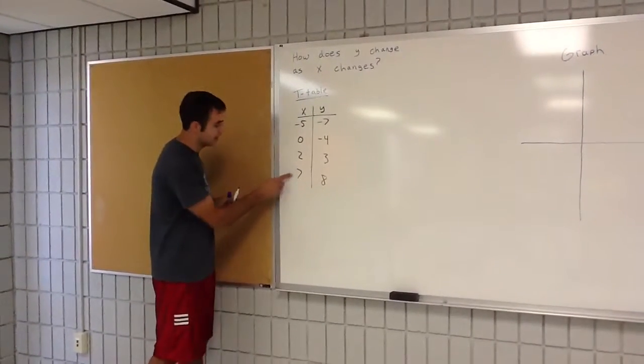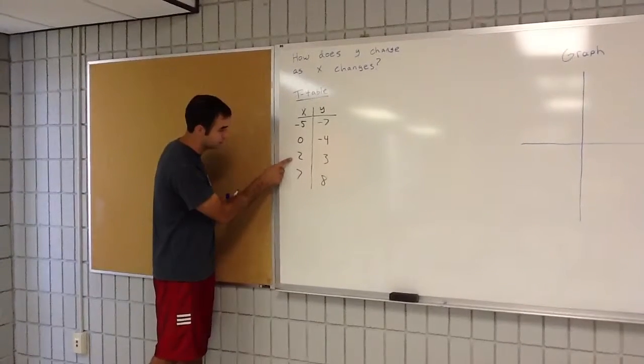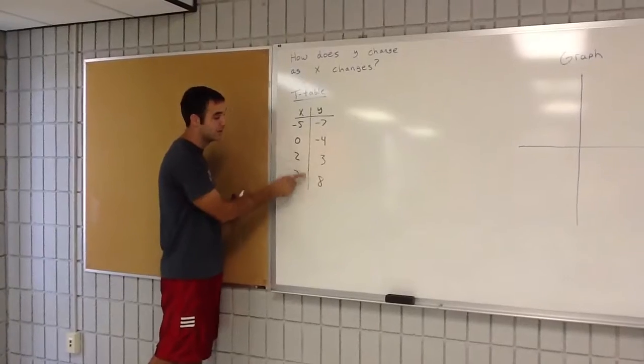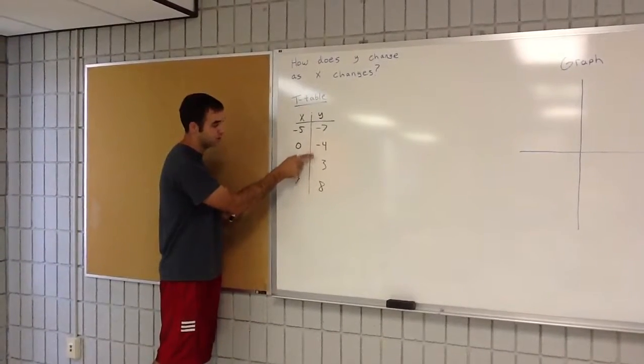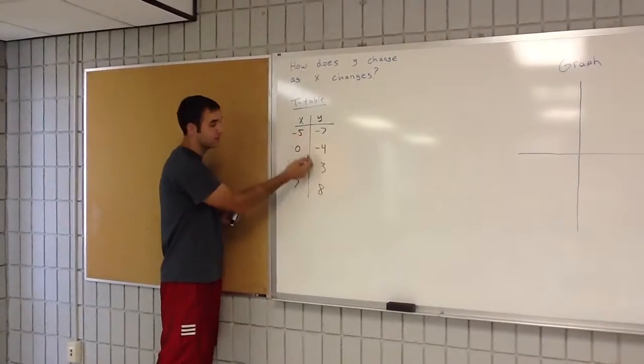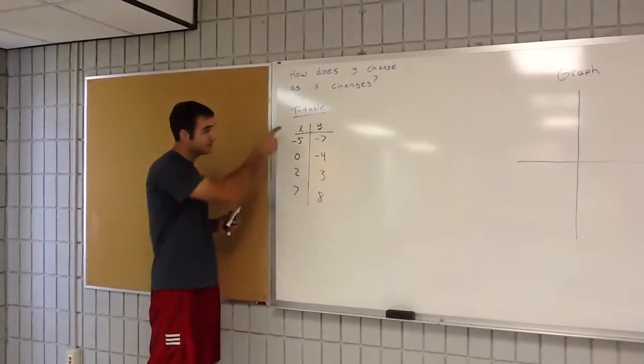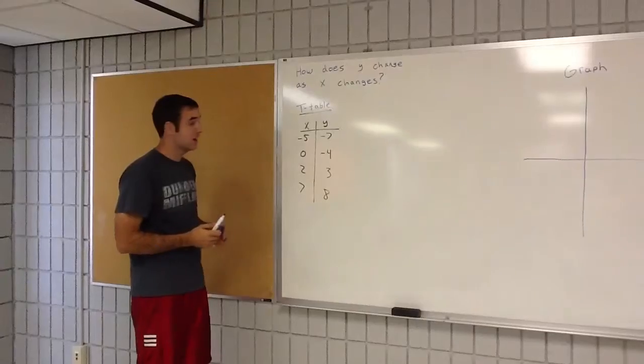Okay? And as the x values get smaller, 7 to 2, 2 to 0, and 0 to -5, the y values get smaller as well. Remember, on negatives, the further you go negative, the lower the values are. Okay, that's the t-table. It's very easy to recognize.